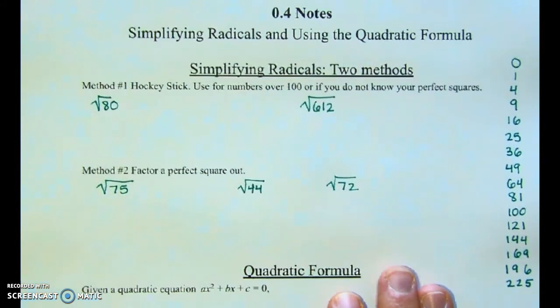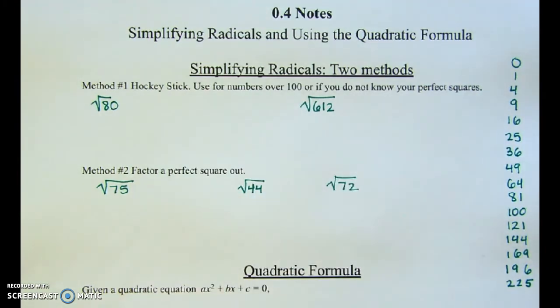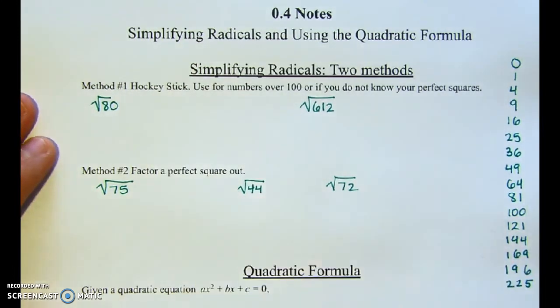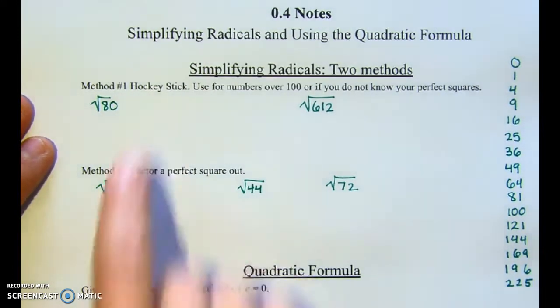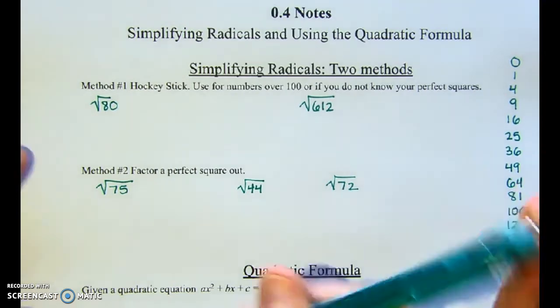In this video, we're going to simplify radicals and use the quadratic formula. There are two ways to simplify radicals: the hockey stick method, and factoring out a perfect square. You're going to use the hockey stick method if you don't know your perfect squares or if the number's really big. So here's the hockey stick method.